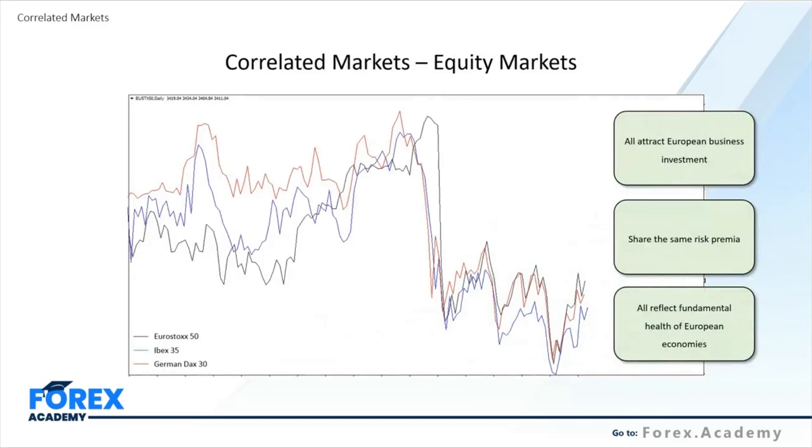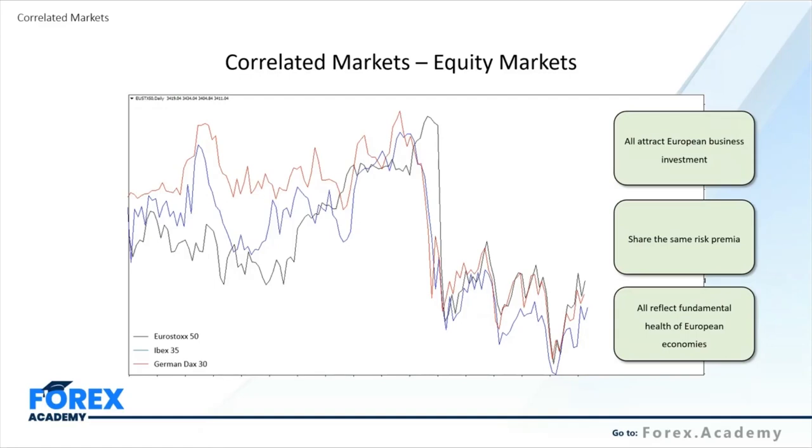So let's discuss correlated markets. The first asset class we'll discuss is the equity markets. They all attract European business and investment. They share the same risk premia, and they all reflect the fundamental health of European economies. Here in front, we have the Euro Stoxx 50, which is the largest 50 market cap companies across Europe, so an overall benchmark for European equities.